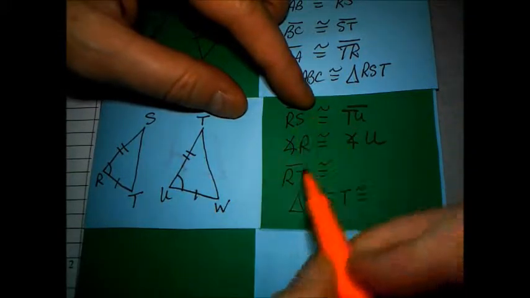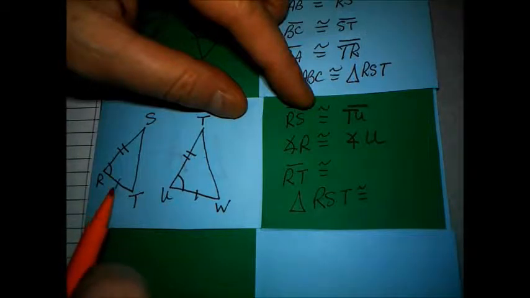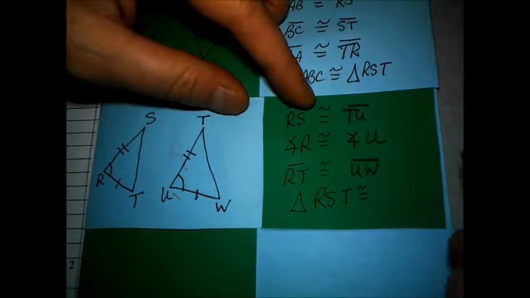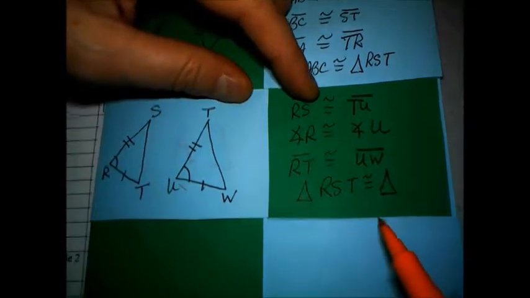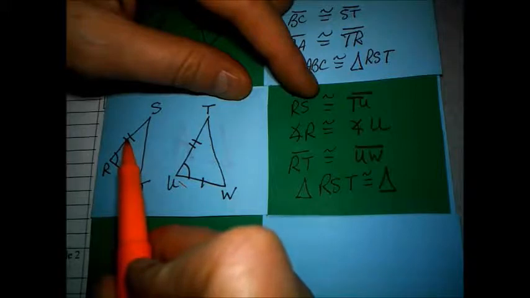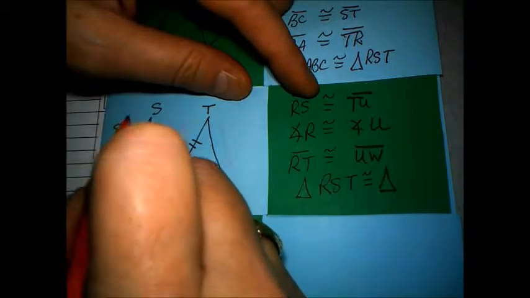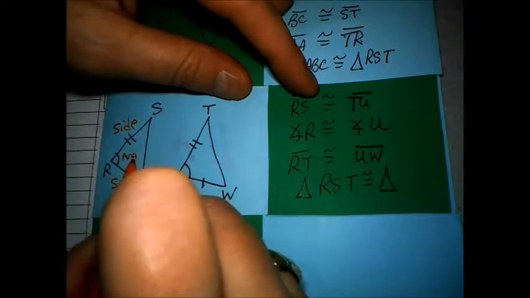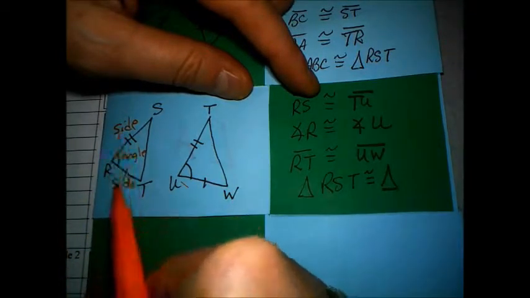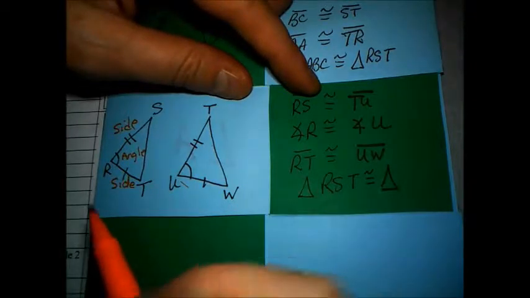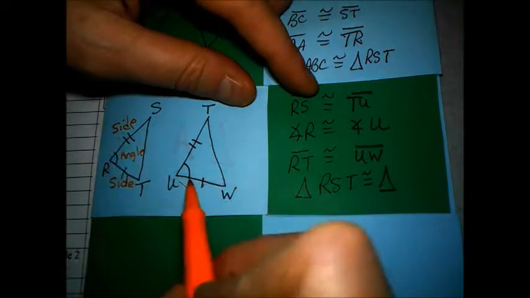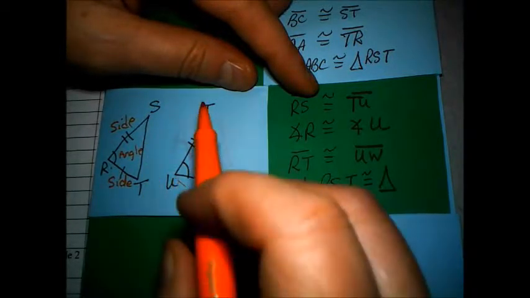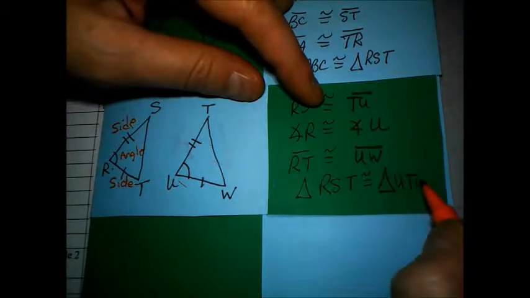And then RT is on the bottom, it has one hash mark, so its corresponding side will be UW. Therefore, notice this is a side angle side, and here is your included angle. The included angle must be between your two sides. That's why it said included. So this is congruent by side angle side, because this is RST, so this would be UTW for a congruent triangle.